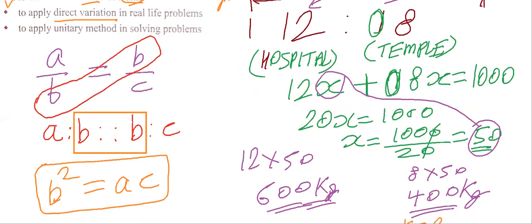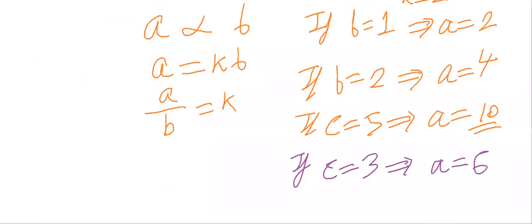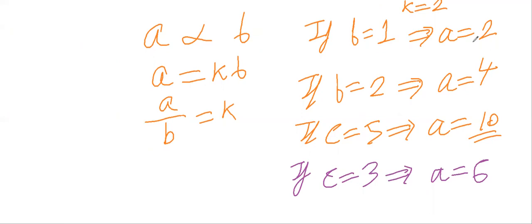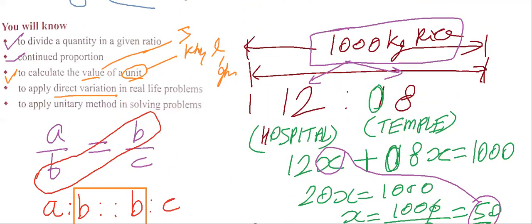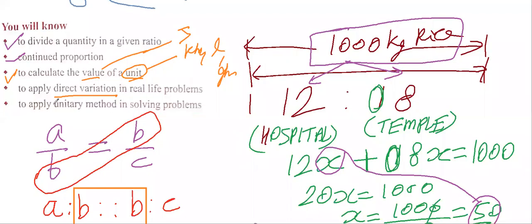Direct variation means if one quantity increases, another quantity will also increase. If one quantity decreases, another quantity will also decrease. That's the meaning of direct variation. Got it? Okay. So now the final point is to apply the unitary method in solving problems.